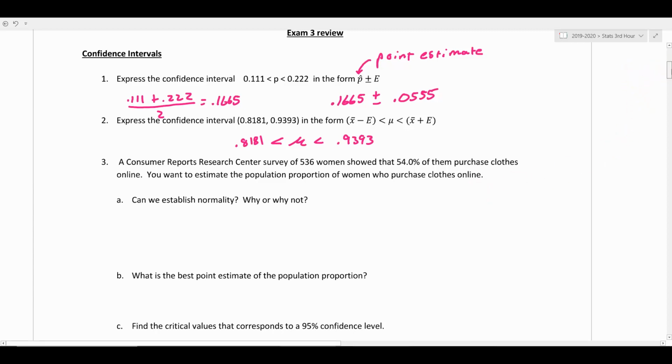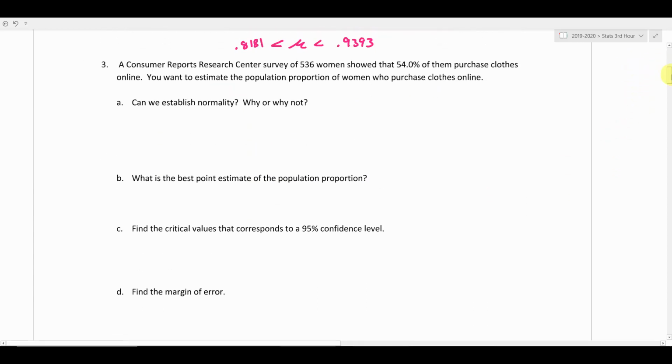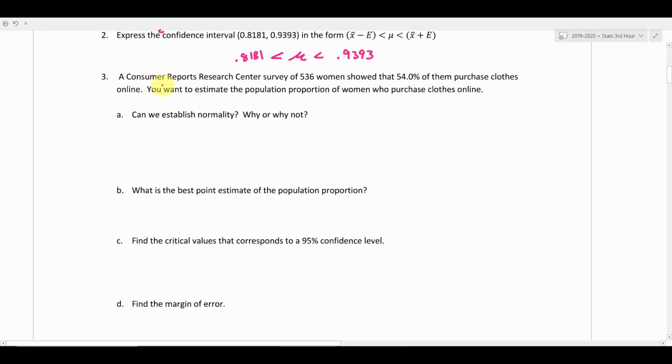All right. So let's do problem number 3. It says a Consumer Reports Research Center survey of 536 women showed that 54% of them purchased clothes online. You want to estimate the population proportion of women who purchase clothes online.